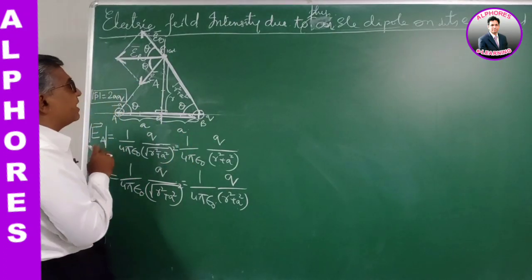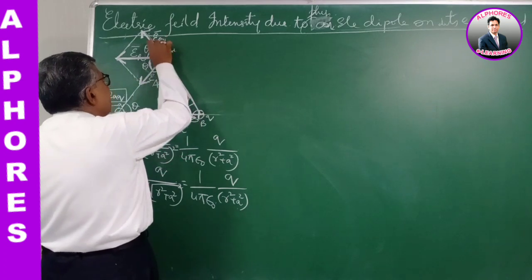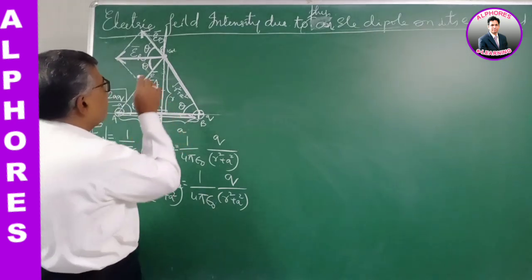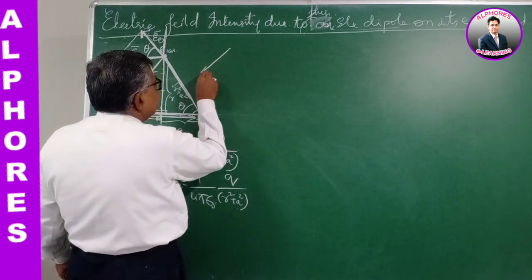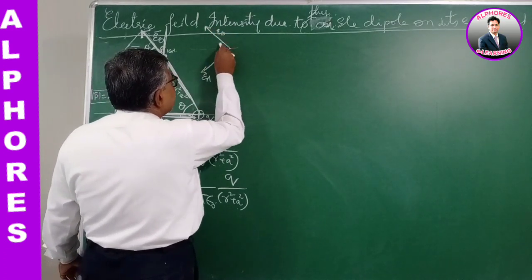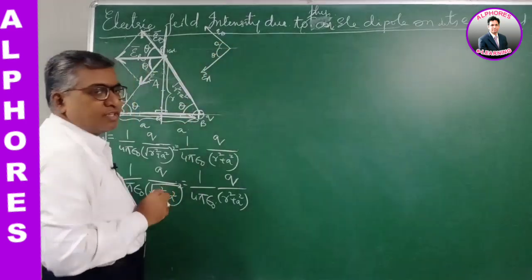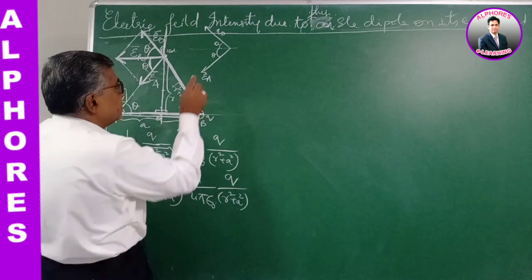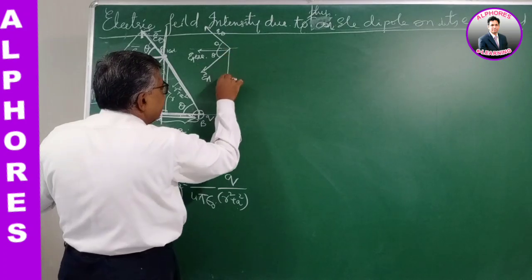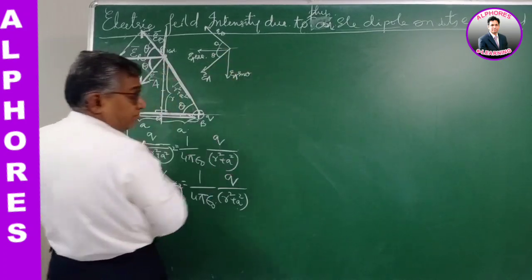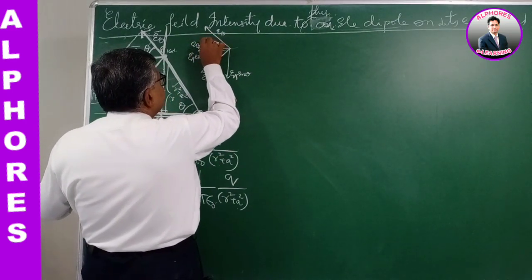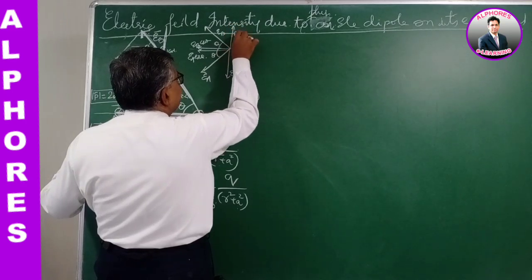Okay, now how to find the magnitude? First, consider EA and EB. If I draw this diagram here, this is EA, this is EB, right? And this angle is theta and this angle is theta. Split EA into components. So this is EA cos theta and this is EA sin theta. Similarly, split EB into components. This is EB cos theta and this is EB sin theta.